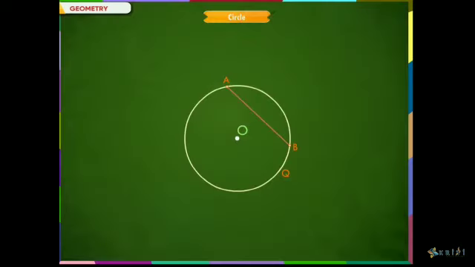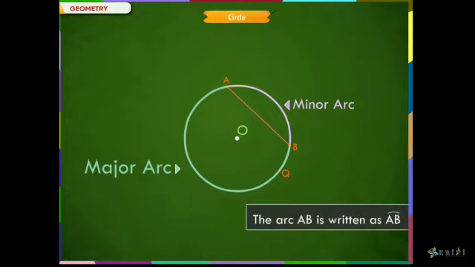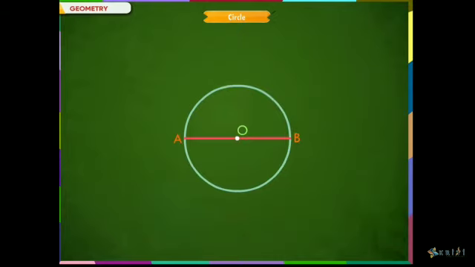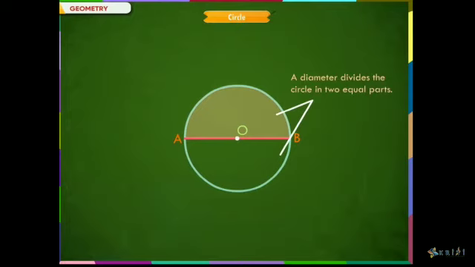Look at this circle. We can see that AB is a chord. AB divides the circle into 2 parts. Each part is called the arc of the circle. An arc is the portion of the boundary of the circle. This is the minor arc and this is the major arc. Symbolically, we represent the arc AB like this. When we draw the longest chord on this circle, we see that it divides the circle in 2 equal parts. Each part is called a semicircle.